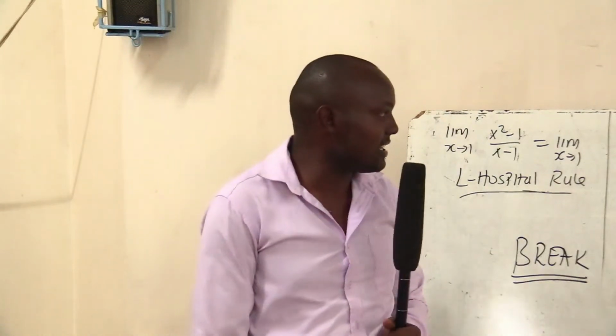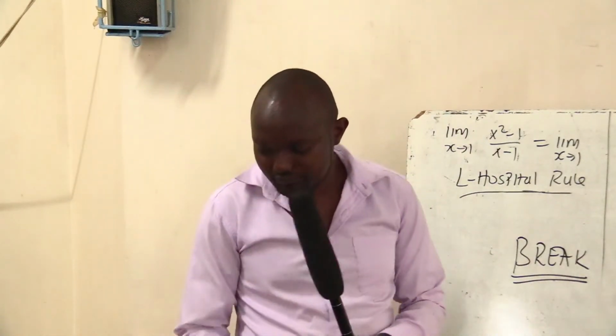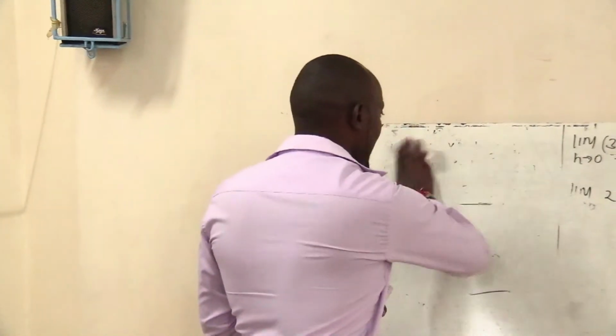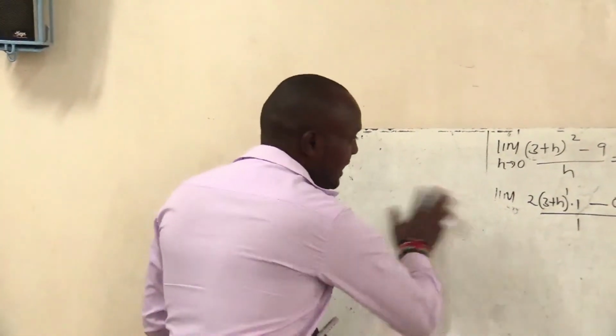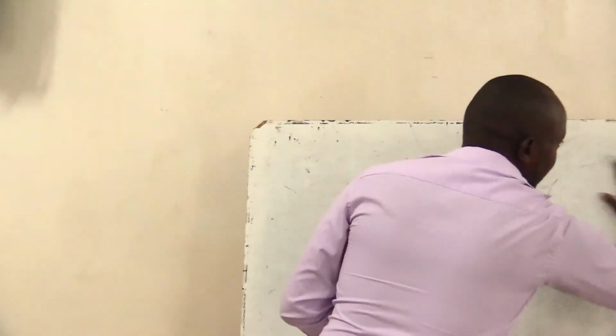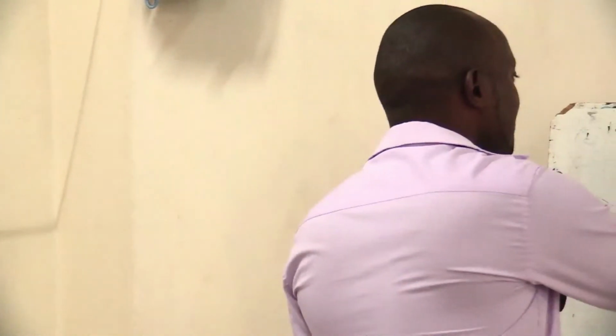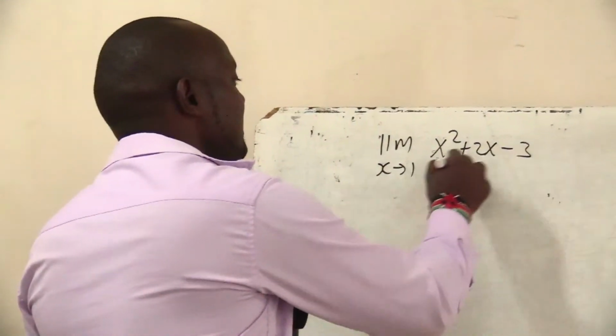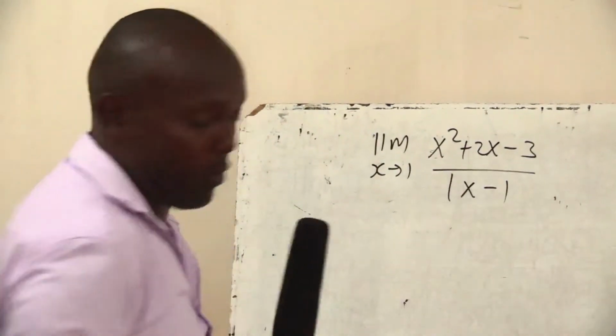So as I was explaining on L'Hôpital's rule, and I was able to give examples. Maybe we can get more examples before we look at L'Hôpital's limits applied at infinity. We take one more example, so that limit as x approaches 1 of x squared plus 2x minus 3 all over the absolute value of x minus 1.